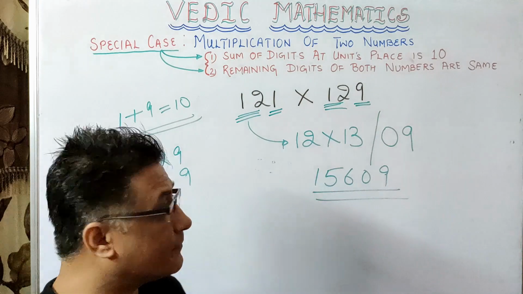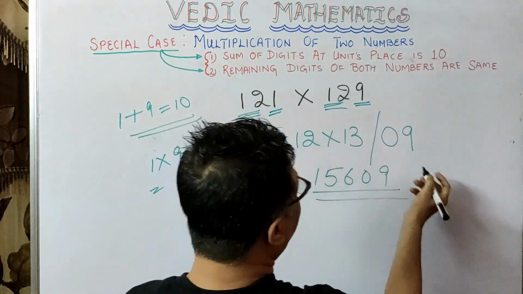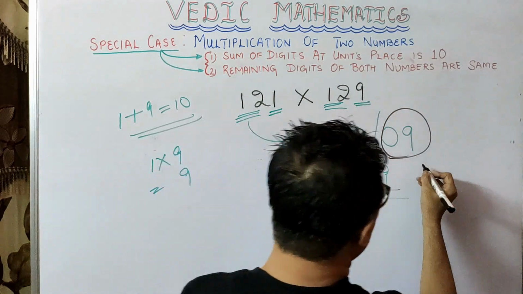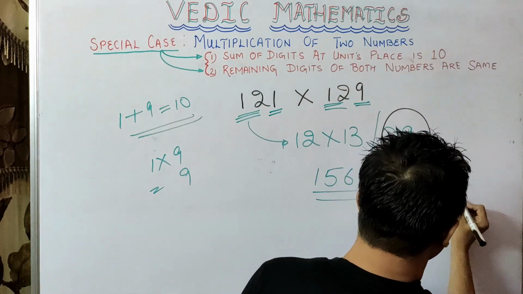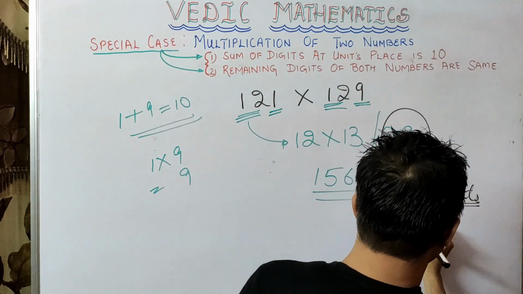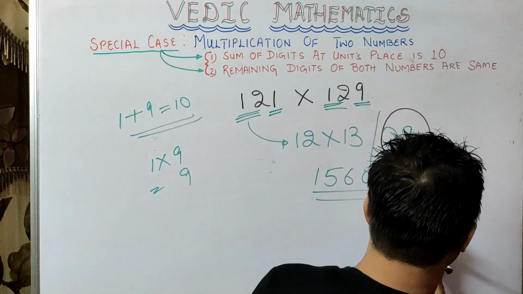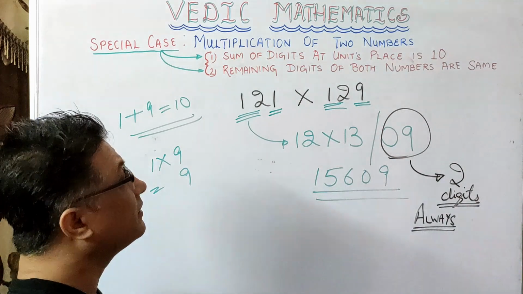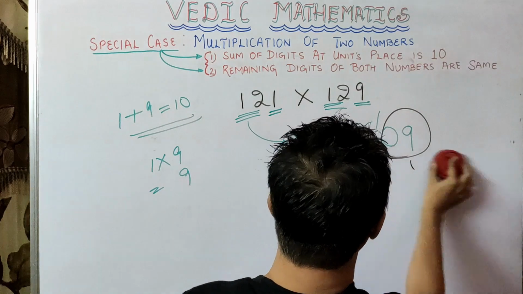So the thing to remember is that when the sum of digits at unit place is 10, then the second part of the answer will always have 2 digits. Always. This is an important thing and you have to remember this. Now we'll take another similar example.